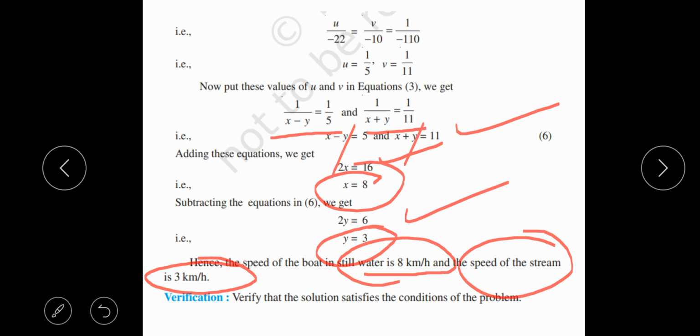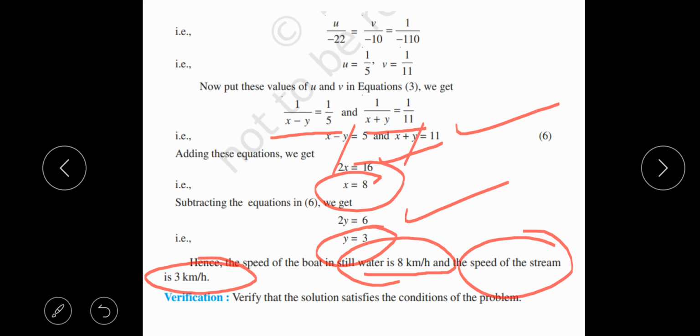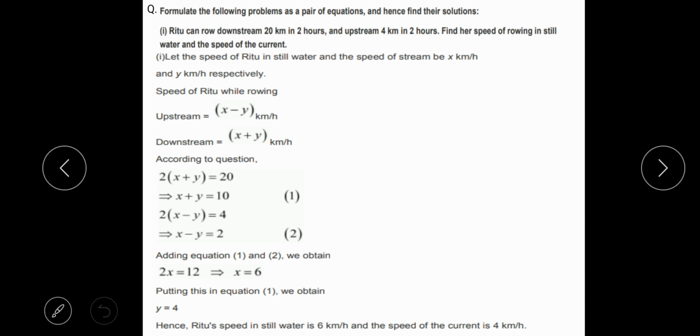This is the required solution for given question related with your boat problem, and this question is very important from the examination point of view. Now let's start with your second question. Now the second question is again related with your upstream and downstream, but this is not your boat problem, but similar to that one.